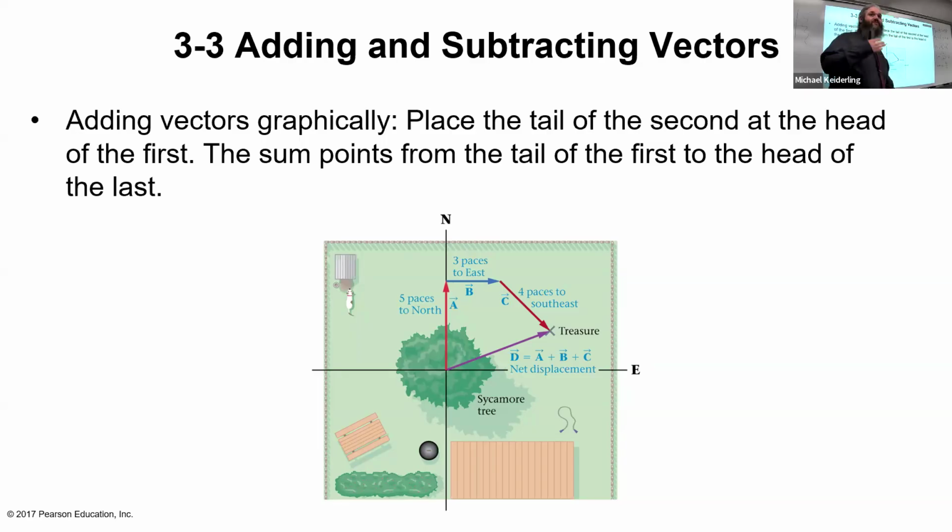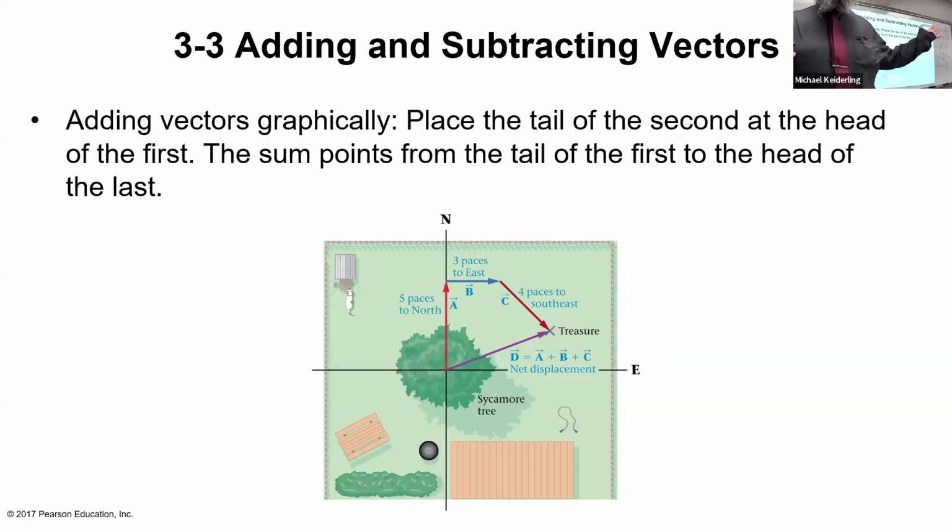and C. You can think of them as things you're doing sequentially. And the sum is A plus B plus C. It goes from the start of A to the end of C. And you connect them all head to tail. So the sum points from the tail of the first to the head of the last. And you hook them all up head to tail when you do this graphically.